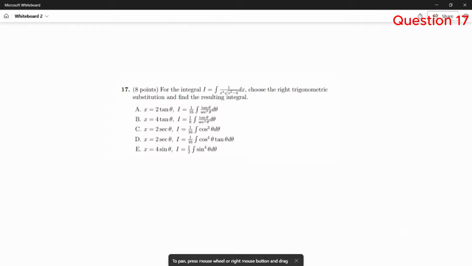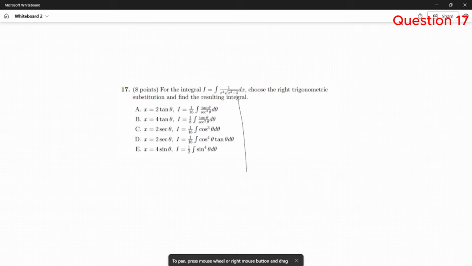Now let's begin with looking at the question. For the integral, I is equal to the integral of 1 over 4 x to the 4th times the square root of x squared minus 4 dx. Choose the right trigonometric substitution and find the resulting integral, and we are given 5 answer choices.